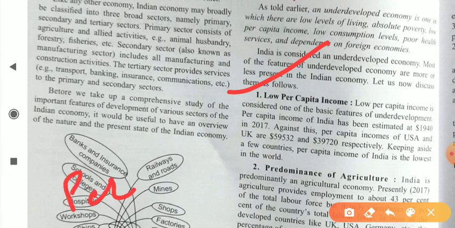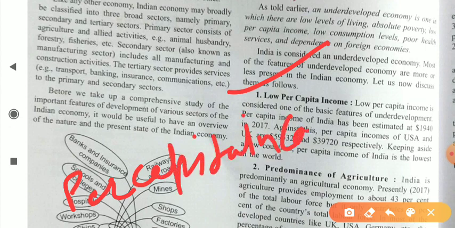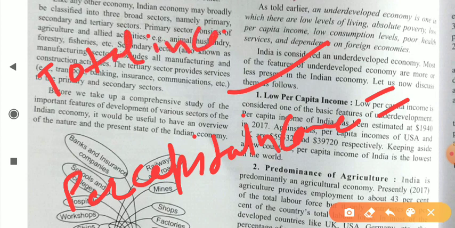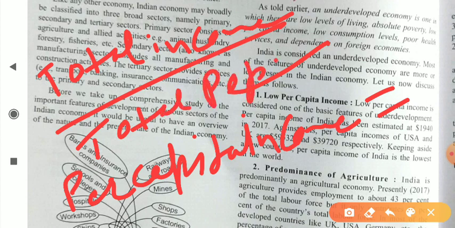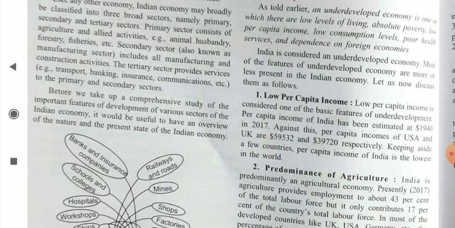If you talk about per capita income, then per capita income equals the total income of a country divided by the total population of the country. When the total income of a country is divided by the total population, it is known as per capita income. So in underdeveloped economies like our India, our per capita income is low as compared to the developed economy.